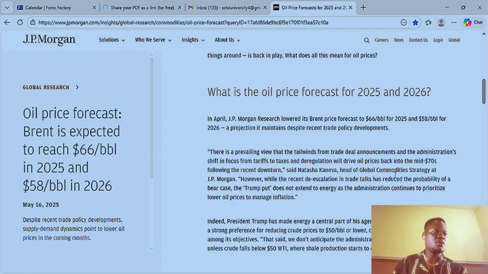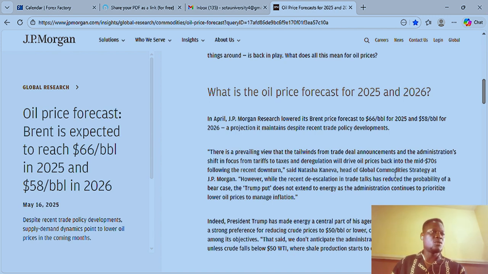As for US oil, here is the forecast from JP Morgan. JP Morgan oil price forecast. JP Morgan expected US oil to reach $66 per barrel in 2025, which actually happened in 2025. US oil dropped towards $66, as we also analyzed last year on our channel.